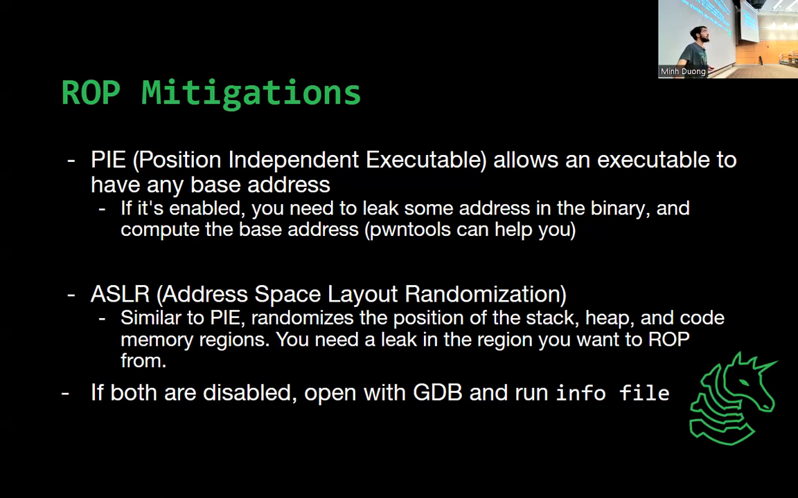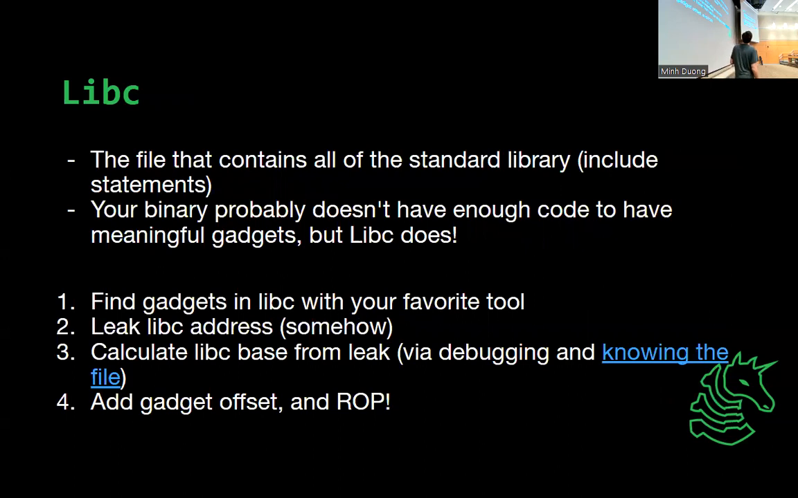All right. So if both are disabled when you're doing an exploit, you can open the program with GDB and run info file, and it will tell you where all the memory regions are located, and you can use that between exploits. So then let's talk about libc. Your program most likely will be less than 15 kilobytes, which is not enough for any meaningful ROP chain to allow you to pop a shell. Luckily, almost every C program dynamically links libc, which has all of your favorite functions like printf, gets, wrappers to syscalls, all that good stuff. Anytime you use an include statement from the standard library, that's libc.